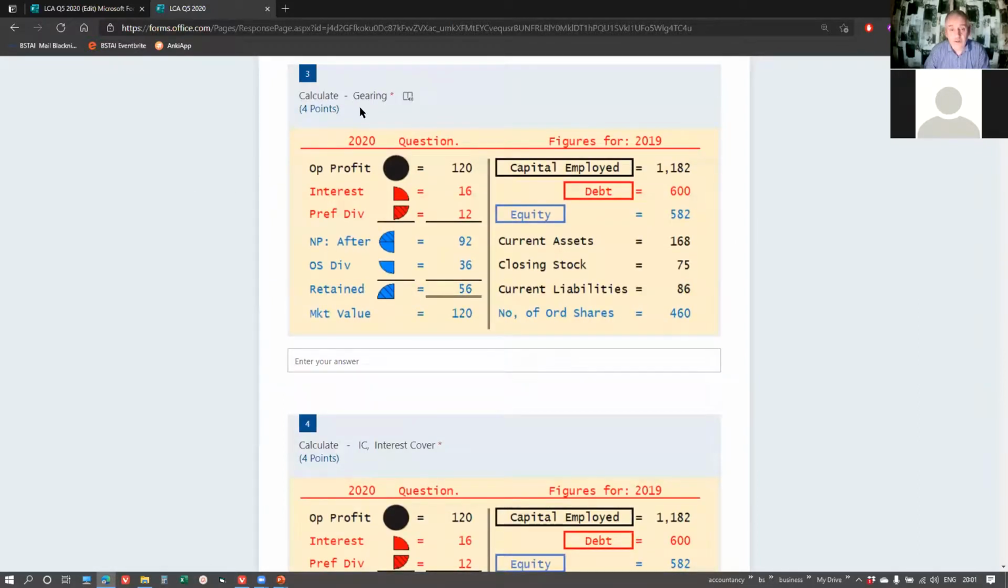And you can go, right, this is 2020, what's the gearing? And they will work out these 12 figures themselves, and they'll have it on their own piece of paper, and they'll just put the answer in here. And of course, it's a form, it'll come all self-corrected to you, okay?